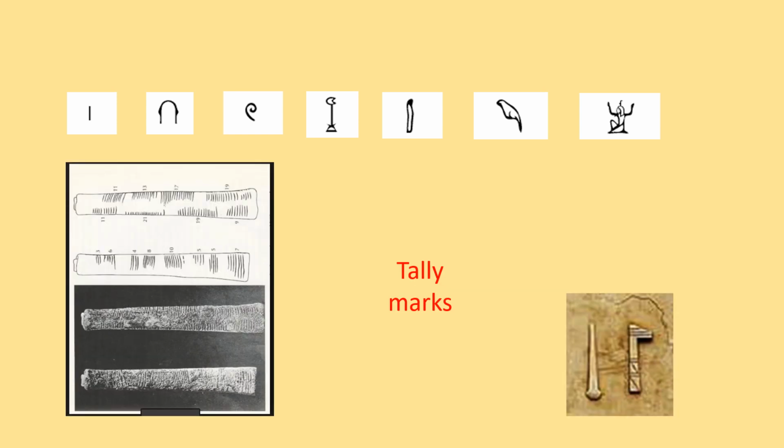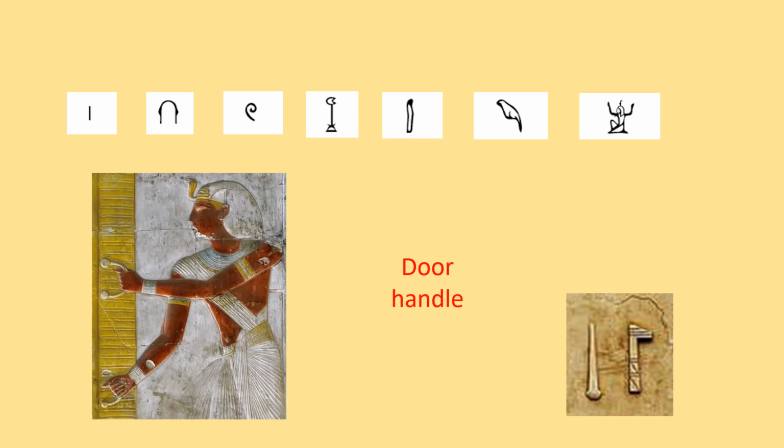So now I'd like to take a closer look at the Medu Neter symbols, which are the symbols that we will focus on in all of the following lessons. In Medu Neter, the unit, or 1, is represented by tally marks, just like those on the Shango calculator. The numeral 10 is represented by what I believe is a door handle. This was the only representation of something that looked close to the Medu Neter symbol for 10.